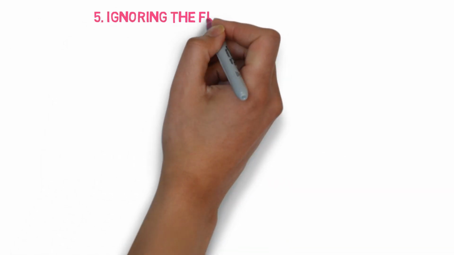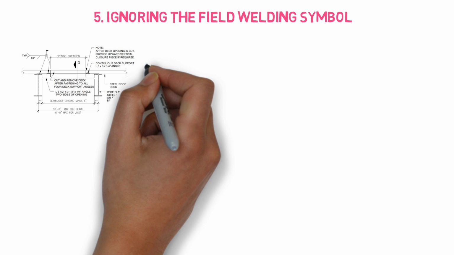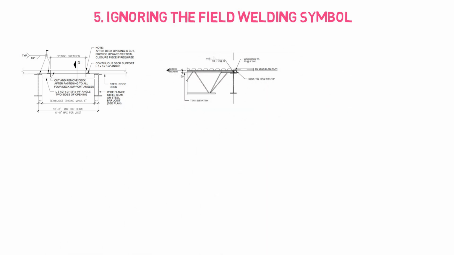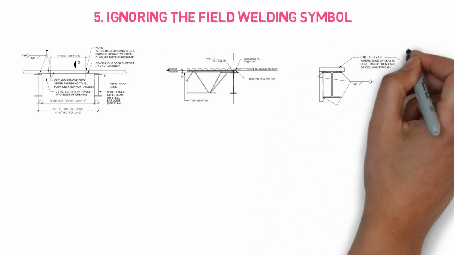The fifth error is about ignoring the field welding symbol. Let's see this with some examples. As you can see in this picture, the first picture shows the flag, which indicates that the welding is to be done in the field.